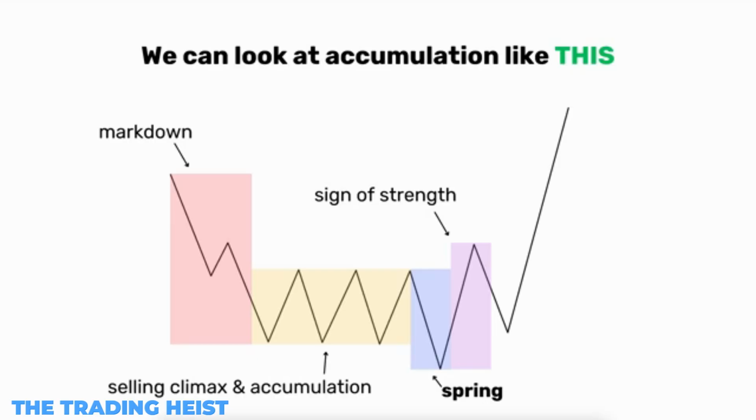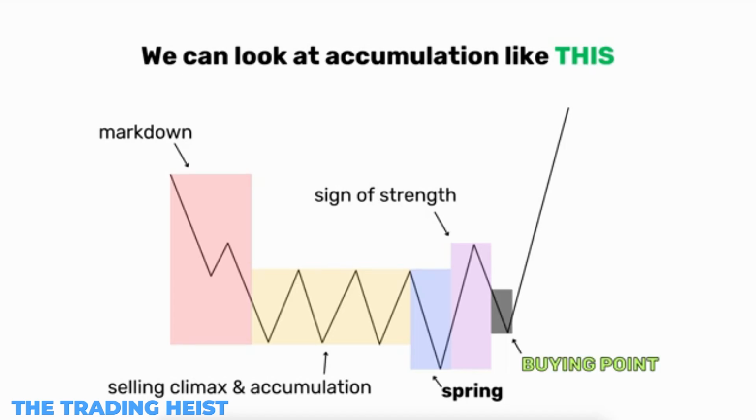So we see the sellers in control in Markdown, buyers stepping in through the selling climax and accumulation range. In the spring, we see a final push of strength from sellers, but the sign of strength actually shows the buyers completely taking control of all of the downside sellers have attempted and actually closing the market higher than the initial selling climax and accumulation range, which shows that the buyers have now shifted the trend and are in control of this market.